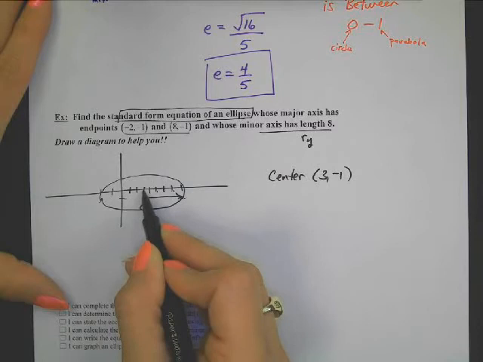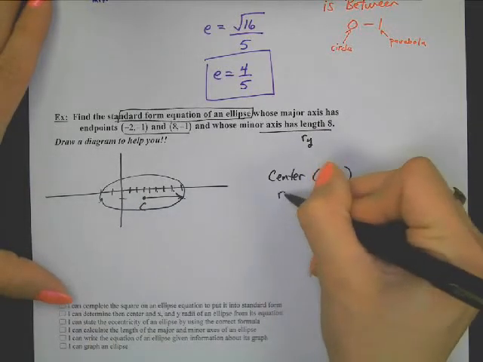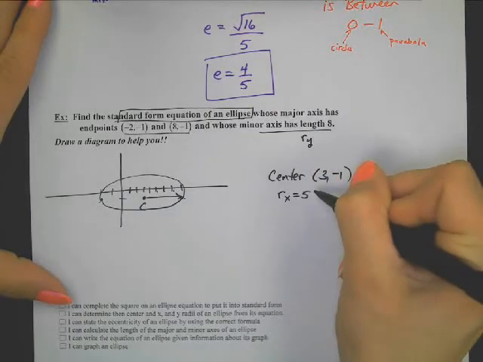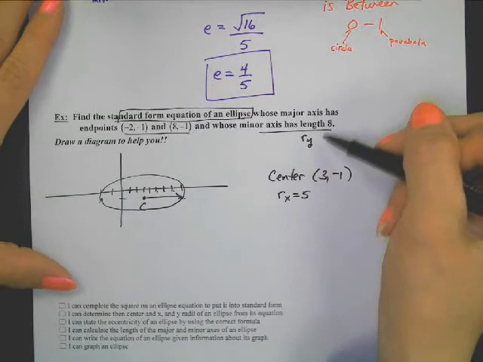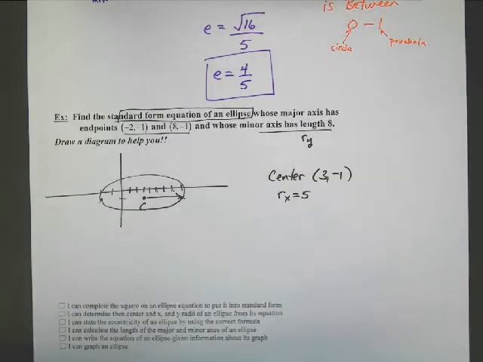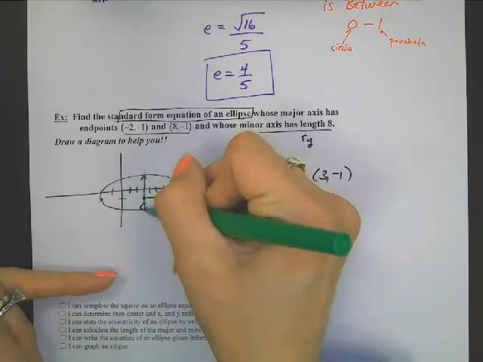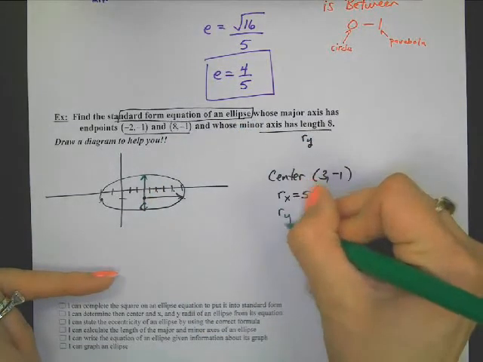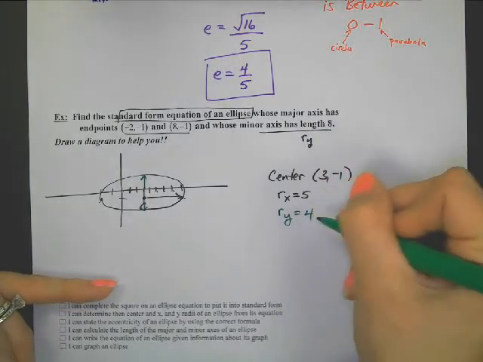5 units to the right. Let's just check 1, 2, 3, 4, 5 to the left. So R sub x is 5. Now it says that the minor axis has length 8. So if the length is 8 from the bottom to the top, what's R sub y going to be? Not 8, but 4.